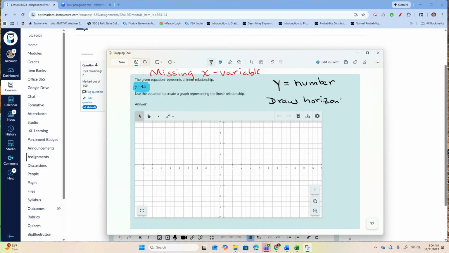And remember, when I say horizontal line, you're drawing a line that looks like this. That's a horizontal line, okay? So basically, since there's no x, what's going to come out is a horizontal line. So what you do is, let's change the color.